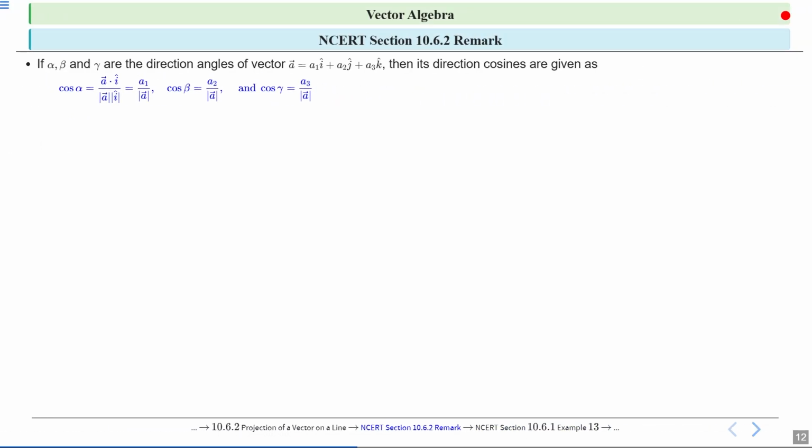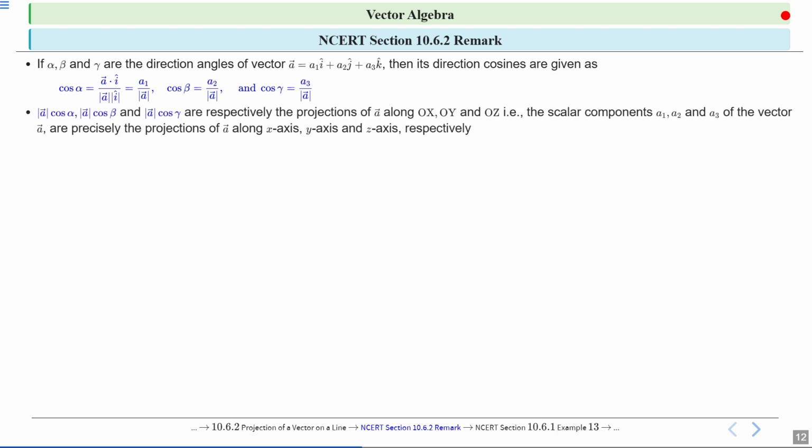Now we start with a vector. Suppose alpha, beta and gamma are the direction angles of vector A = A1 i cap + A2 j cap + A3 k cap, and its direction cosines are given as cos alpha = A dot i cap upon magnitude of A into magnitude of i cap, which equals A1 upon magnitude of A. Cos beta equals A2 upon magnitude of A, and cos gamma equals A3 upon magnitude of A.